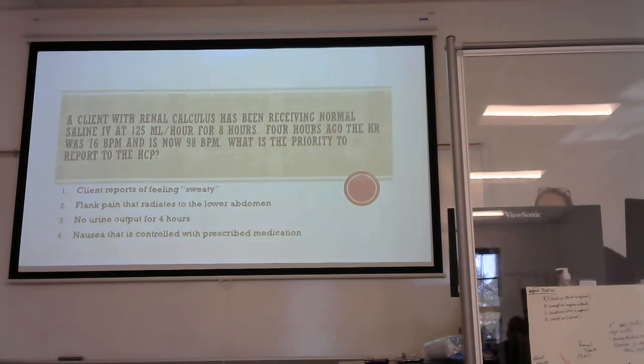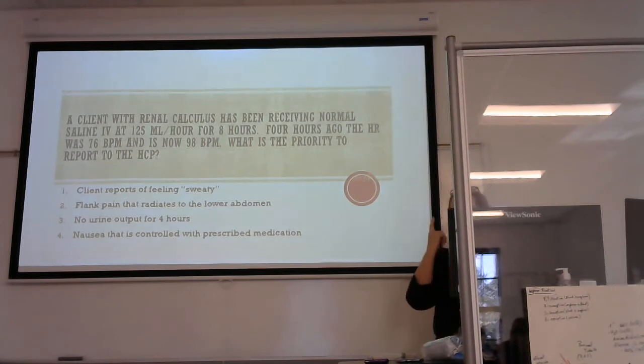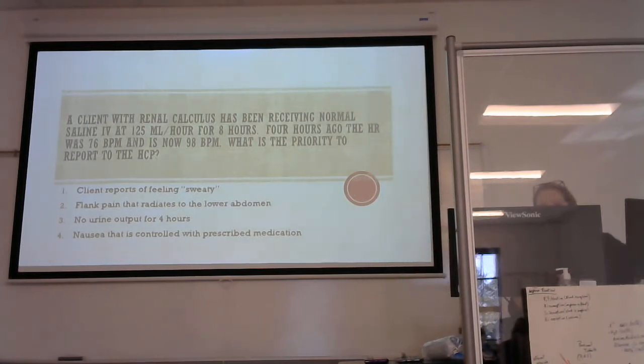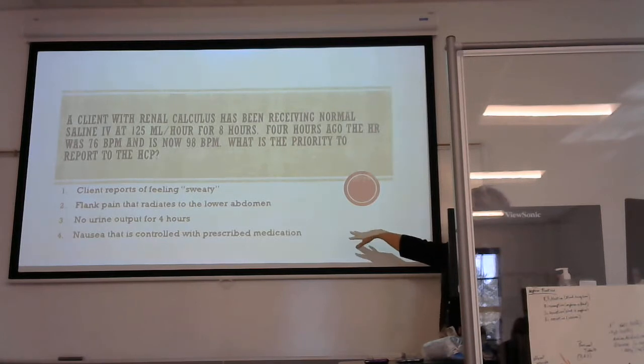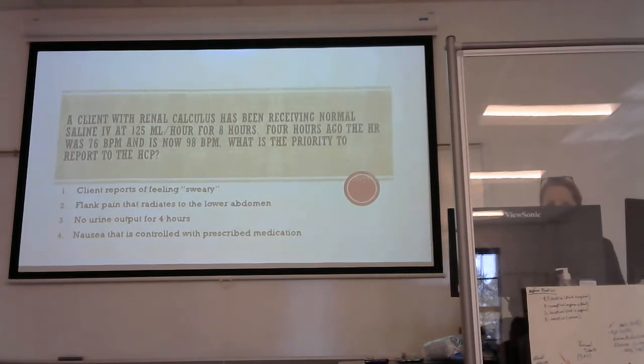All righty. A client with renal calculus has been receiving normal saline, and now our heart rate's up. Alyssa. Three. I'm sorry, my ear is doing the underwater thing today, so I'm having trouble hearing y'all. Three. Anybody else have another one? Good, because three is correct. Anytime you have no urine output for 4 hours, that's a problem, right? Nausea, you're expecting that. Flank pain, that's where you could feel that. Client reports feeling sweaty. When you got a stone, you're going to have that. But it's the fact that we've been putting 125 cc's of saline in for 8 hours, and now we've had a 4-hour gap that we didn't get anything out. What could that mean?